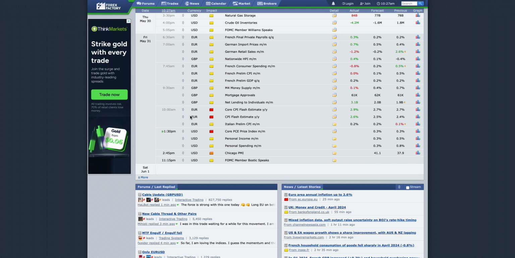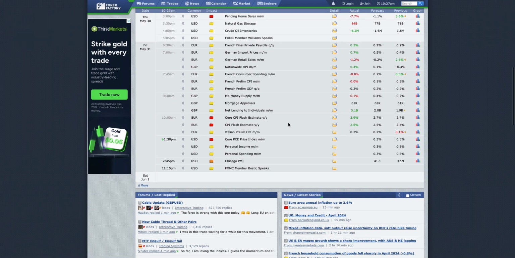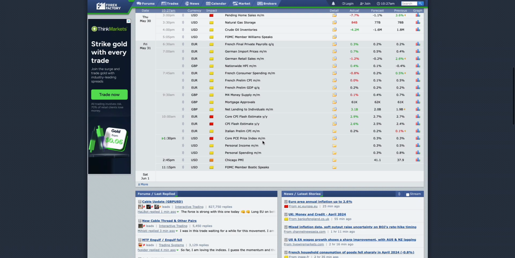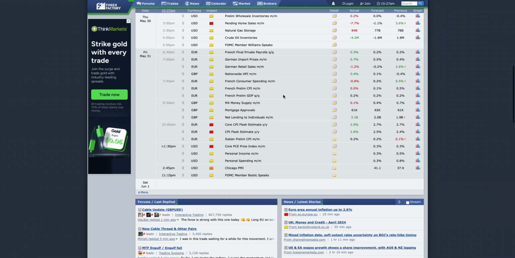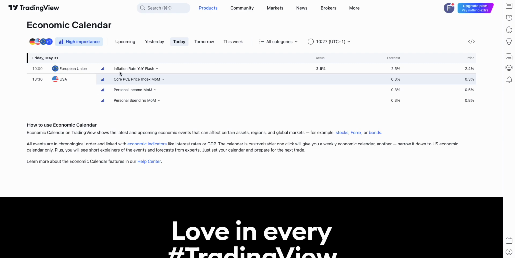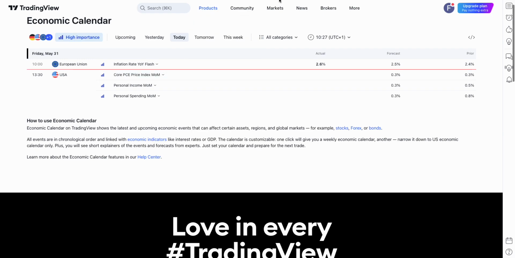So it's worth mentioning that the direction of the trend would probably be dictated by the New York session, where core PCE is a very important news, and that could decide if we're going to go lower, or we're going to range, or maybe go higher. So we don't know. That's the core PCE. We just spoke about the inflation data, which is on TradingView.